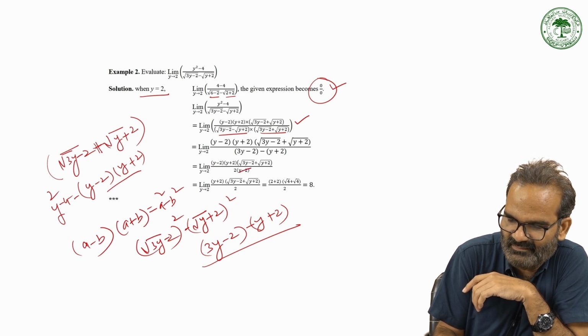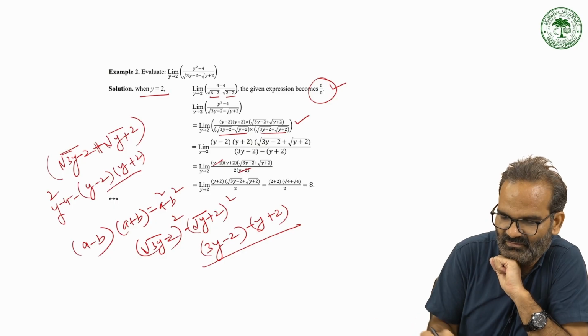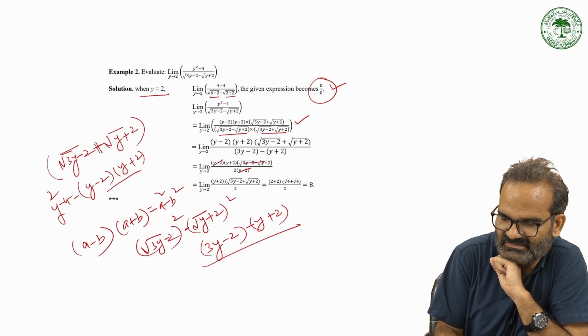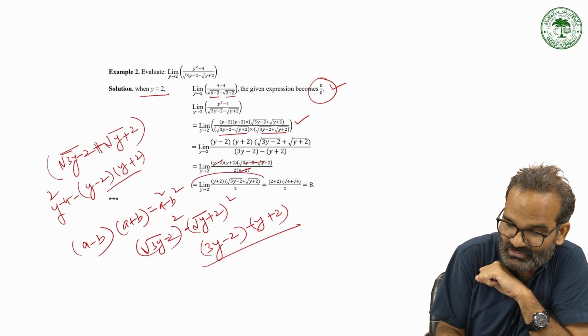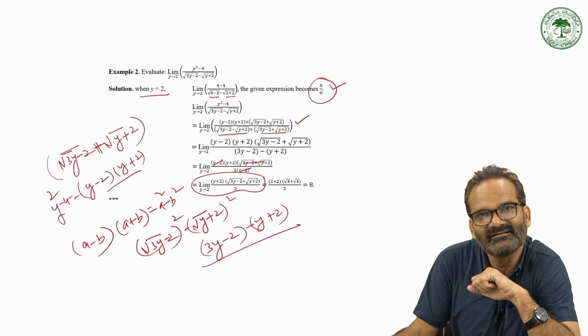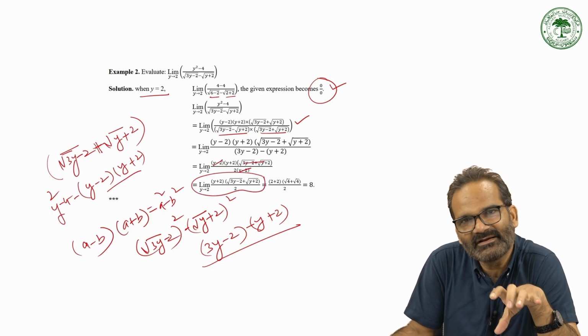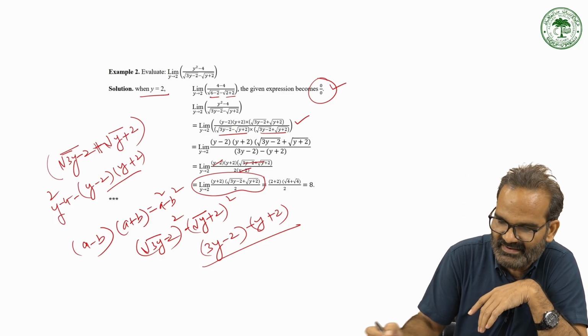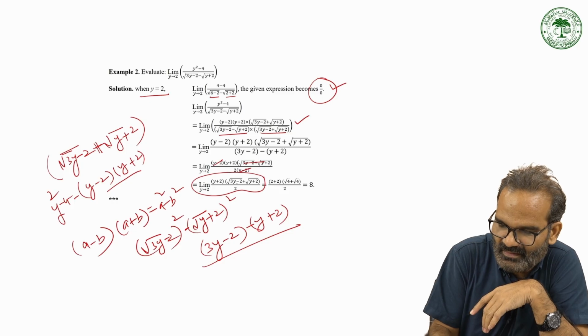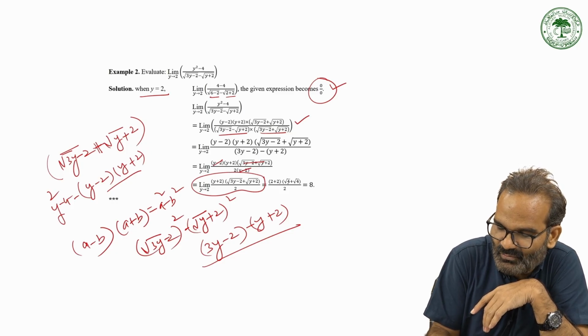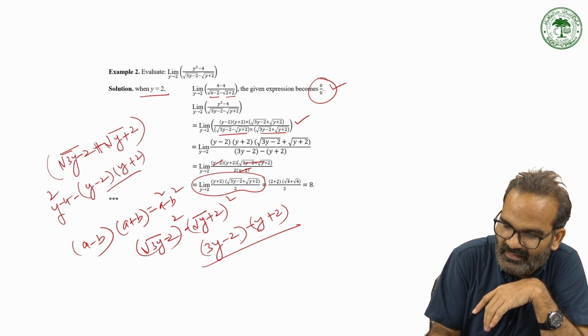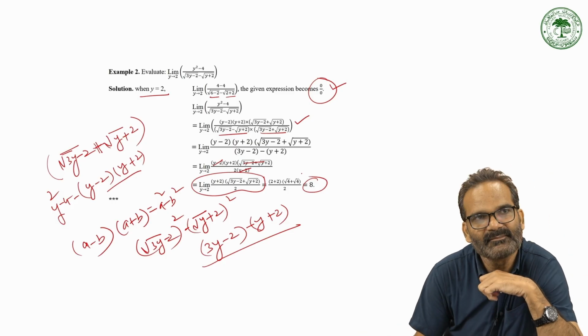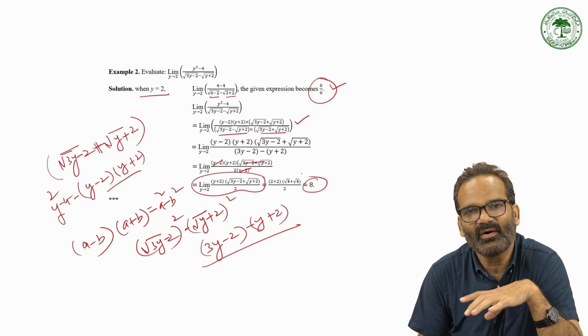Y minus 2 and y minus 2 will be cancelled out. What is left? y plus 2 and this portion, right? y plus 2 times root 3y minus 2 plus root y plus 2. Again, use the method of direct substitution to find the required limit of the given function. Put y equals 2 and then simplify it. See here, 2 plus 2 is 4, 3 into 2, 6 minus 2, this is 4, root 4 is 2, root 2 plus 2 is 2, 2 plus 2 is 4, 4 into 4 is 16 divided by 2, that is 8. So this 8 is the required limit.